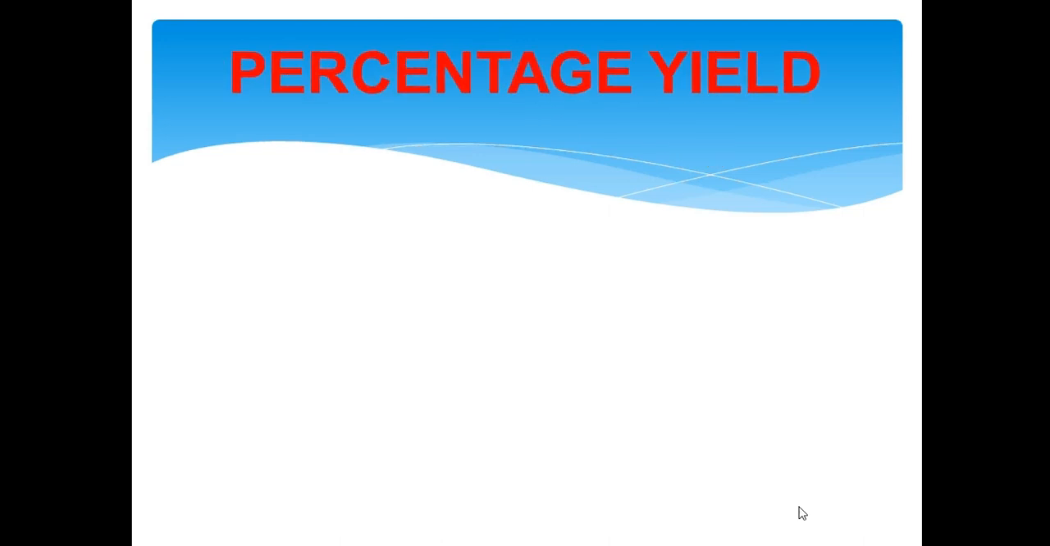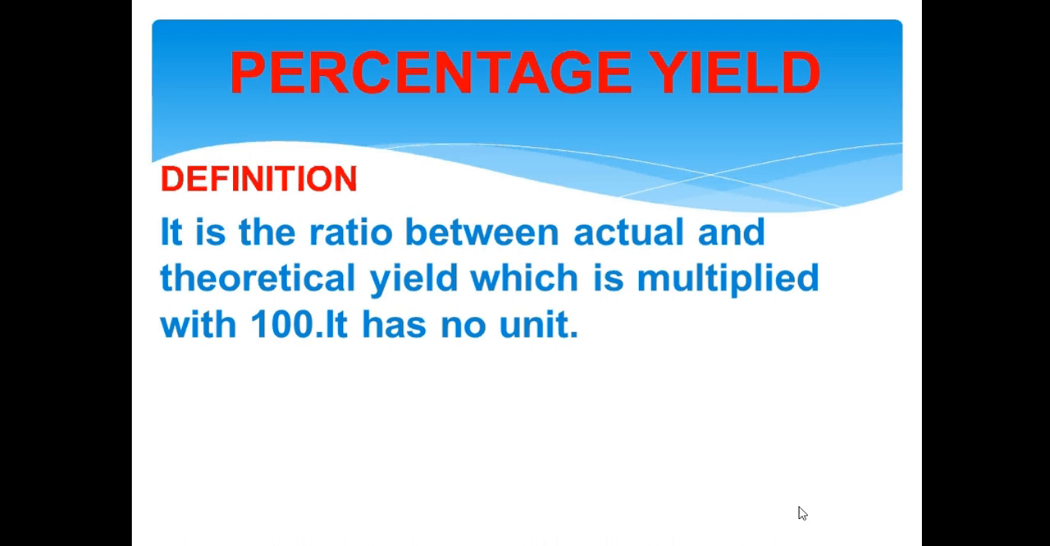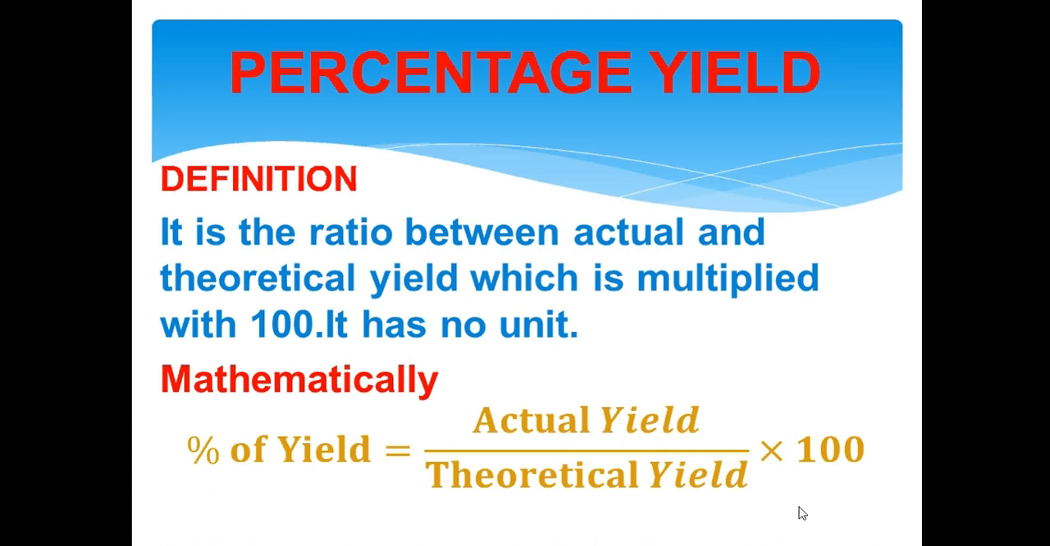Now the third part of our today's lecture is percentage yield, which is defined as the ratio between actual yield and theoretical yield, which is multiplied with 100, is called percentage yield. This yield has no unit, and mathematically it is equal to actual yield divided by theoretical yield multiply with 100.